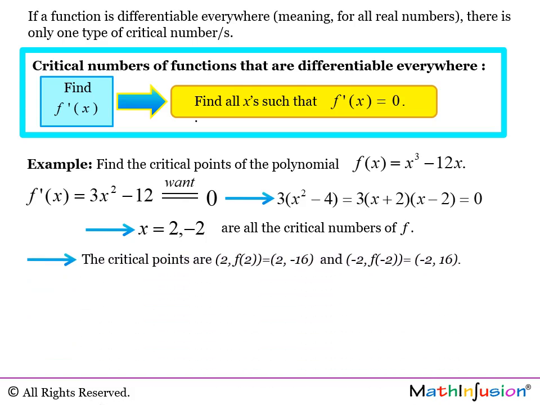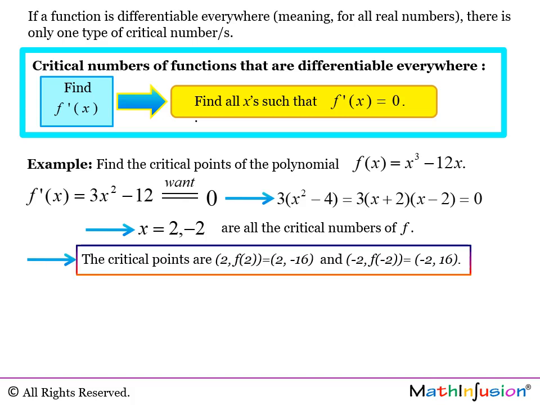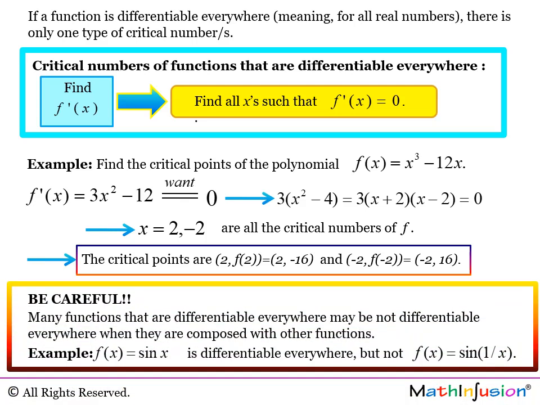So the critical point is the whole point. It's an x and y coordinate, so it's 2 and f of 2, and negative 2 and f of negative 2. To get f of 2, you substitute in the function. Be careful. Many functions are differentiable everywhere, but they are losing this property if they are composed with other functions. For example, sine x is differentiable everywhere, but sine of 1 over x is not.